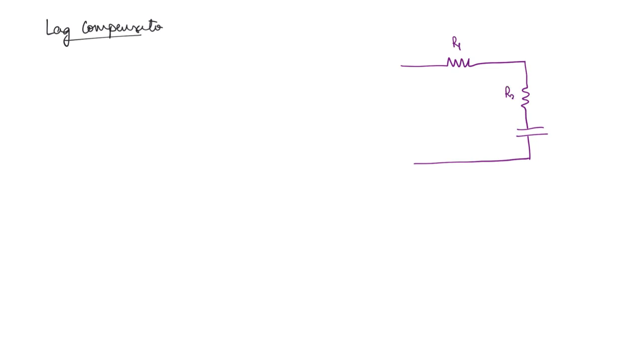Now what about the lag compensator? Here you are going to have the resistor here, and at the output you are going to have a resistor and a capacitor in series. If you take these as R1, R2 and C, this is the input voltage Vi and the output voltage V0. So now what will be the transfer function? This is equal to output voltage divided by input voltage.